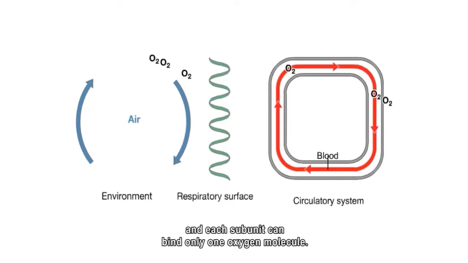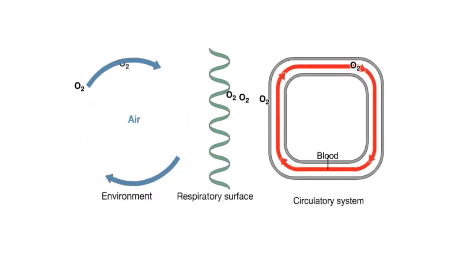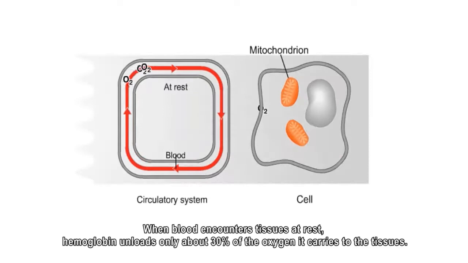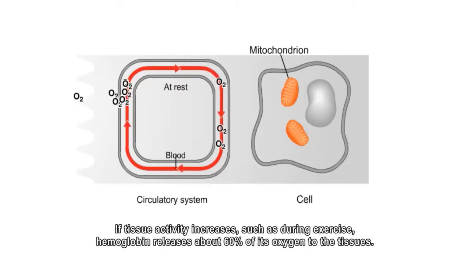only 1 oxygen molecule. When blood encounters tissues at rest, hemoglobin unloads about 30% of the oxygen it carries to the tissues. If tissue activity increases, such as during exercise, hemoglobin releases about 60% of its oxygen to the tissues.